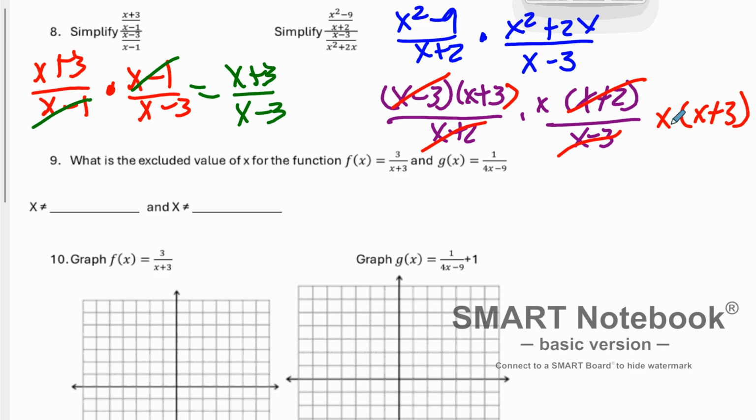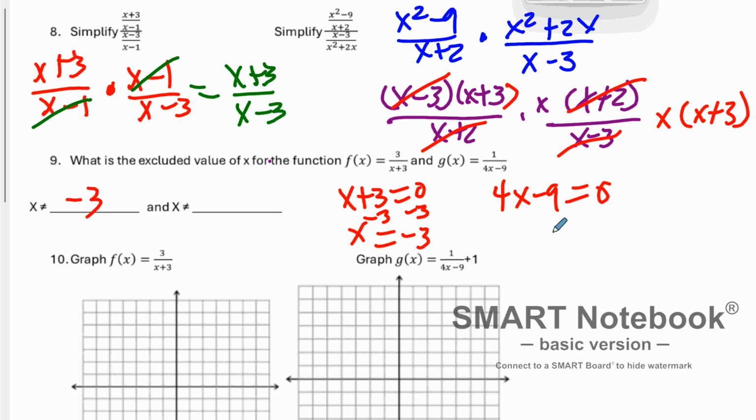Perfect. Okay, this one, what is the excluded value? When it says excluded, that's when you're going to write x is not equal to. All I have to do is take my denominator, set it equal to 0, and solve. So subtract 3 on both sides. x equals negative 3, or x cannot equal negative 3. Then this one, I take 4x minus 9, set it equal to 0, and add 9 to both sides.